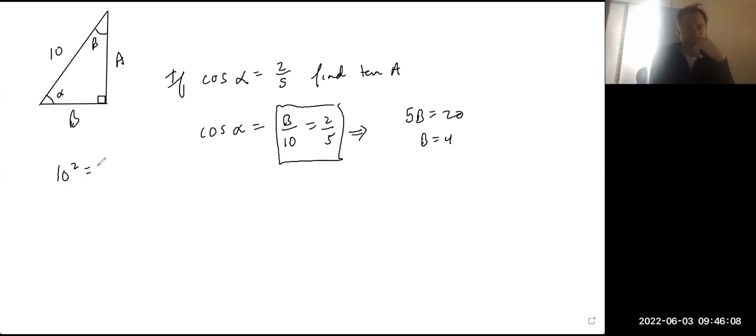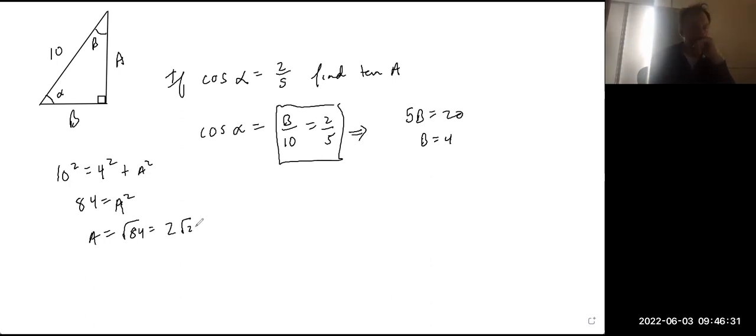10 squared equals 4 squared plus a squared. So we're looking at 84. That's a good example of a misfire. a squared is 84, and so a equals the square root of 84. You could simplify that yourself: 2 square roots of 21, looks like. All right.